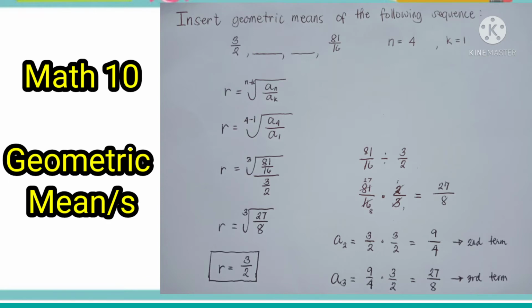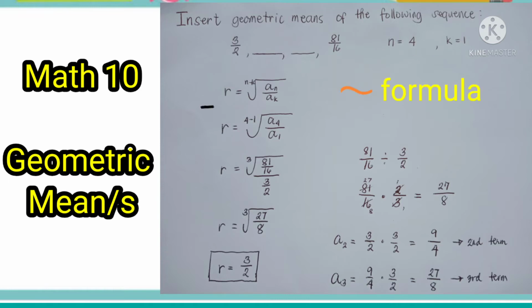Let's have another example. Insert geometric means of the following sequence: 3 halves, blank, blank, 81 over 16. So in this example, the value of n is 4 because we have two extremes and another two geometric means, which are the missing terms of the given sequence. And the value of k, of course, is 1, which is constant.